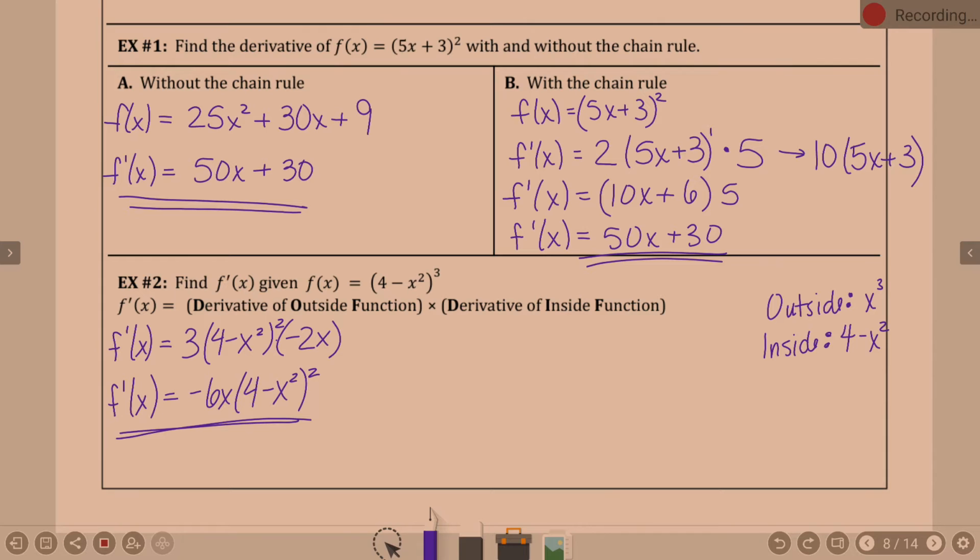Okay. Now, what if we really wanted to, what's the other way I could have taken this derivative? Negative 24x. Could we have cubed this out first? Yeah. And then taking the derivative would have been easier, derivative of each term, but you would have had to cube it out first. Okay?